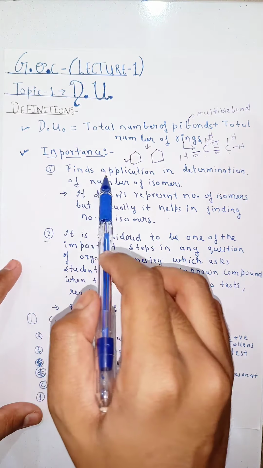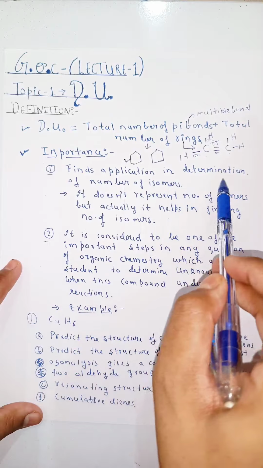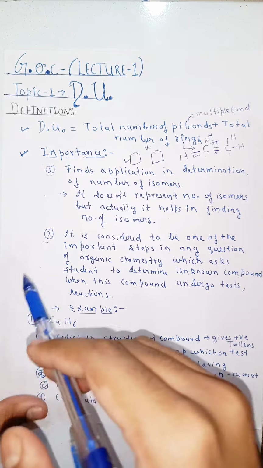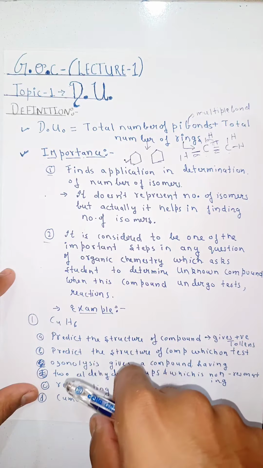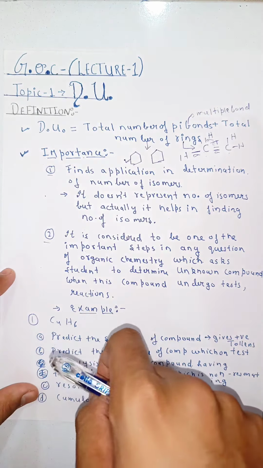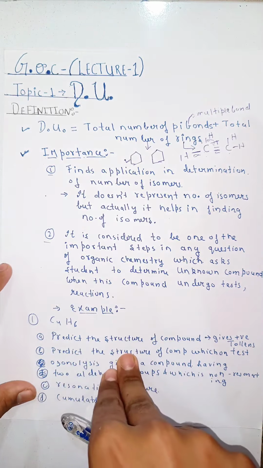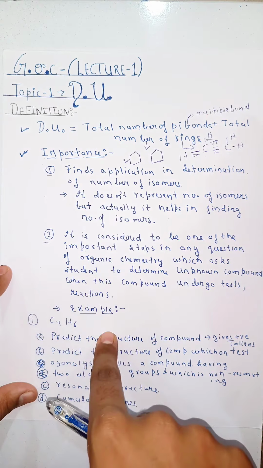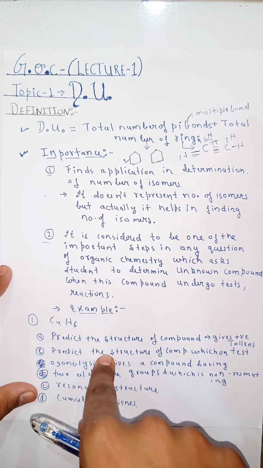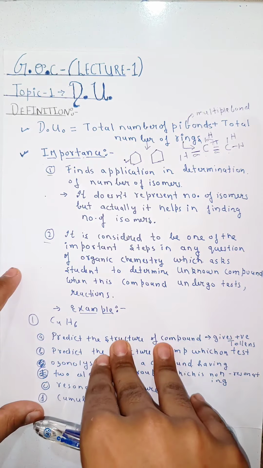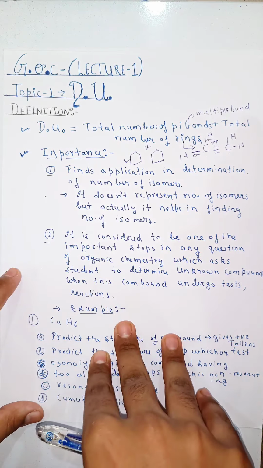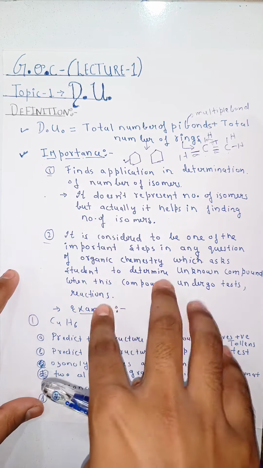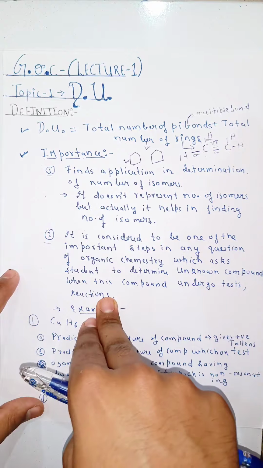So the first application is that it finds application in determination of the number of isomers. When we move further, we will take up a topic in general organic chemistry, that is isomerism. And there, under one question, we sometimes have to find the number of structural isomers of that compound. So this is one of the important concepts.